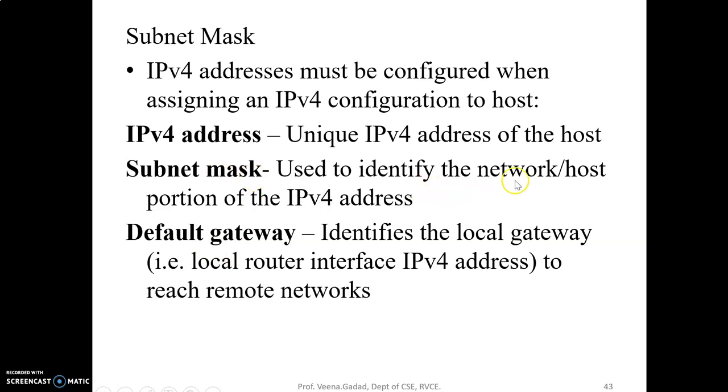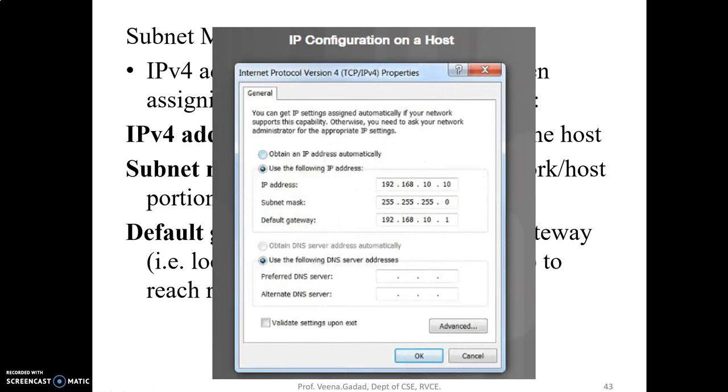Here is a clear definition of it. A subnet mask is used to identify the network or host part of the IP address, and the default gateway identifies the local gateway, that is the local router interface, to reach the remote networks. If you have configured a host, you typically open up this window and give the various things over here: the IP address, the subnet mask, the default gateway, etc. Why should we give the subnet mask? It is in order to classify the host part and the network part.